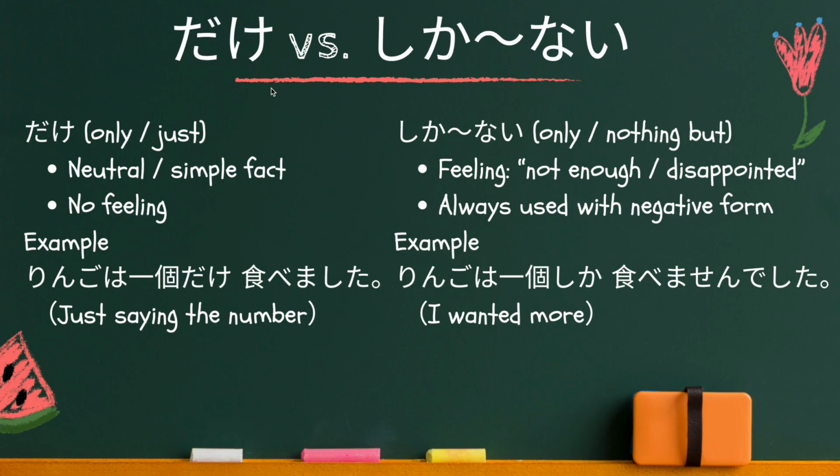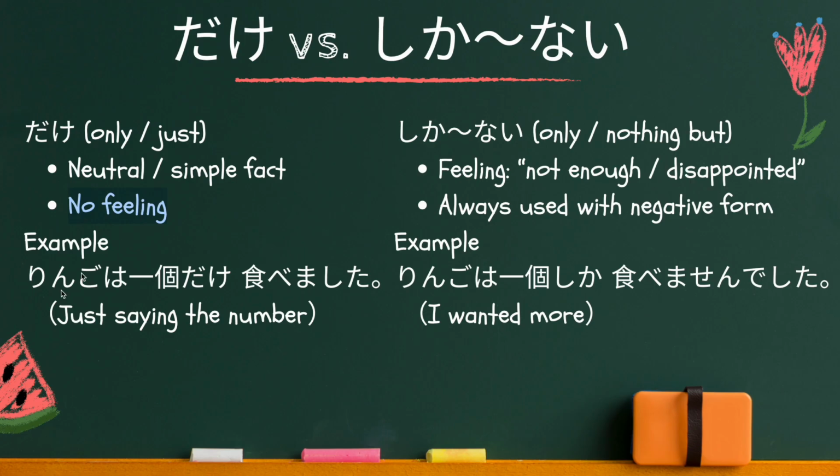This is the difference between dake and shikanai. Many of you might know this expression dake, which also means only. But there is a difference between those two. So now let's focus on dake. Dake also means only, just. But it sounds neutral and simple fact. There is no feeling behind it, just stating the fact.